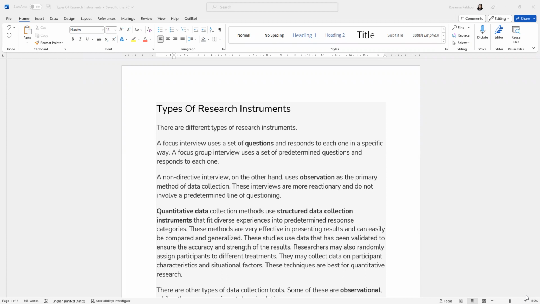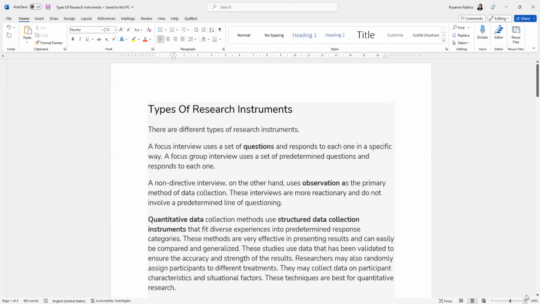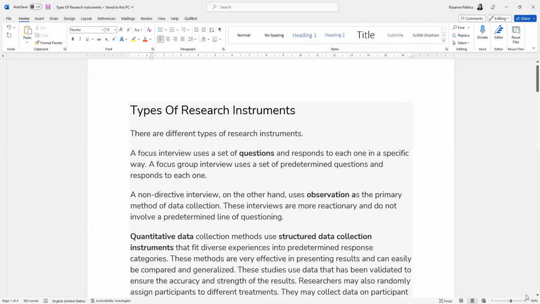There are different types of research instruments. Okay? So nandito na kayo ngayon sa point wherein your research proposal has been approved. Congratulations, guys. So ngayon is gagawa na kayo ng research instrument.